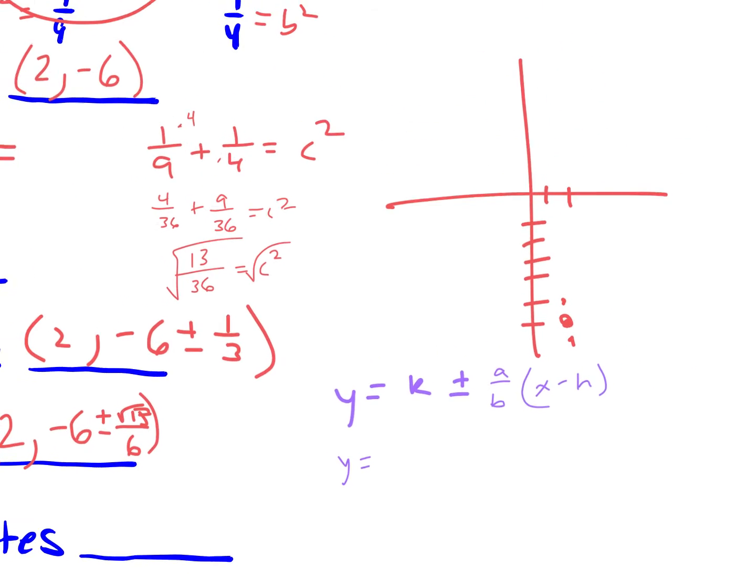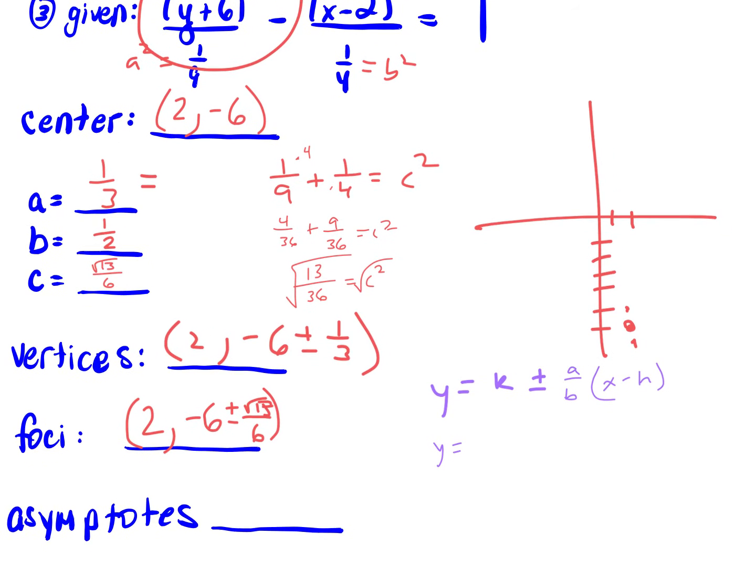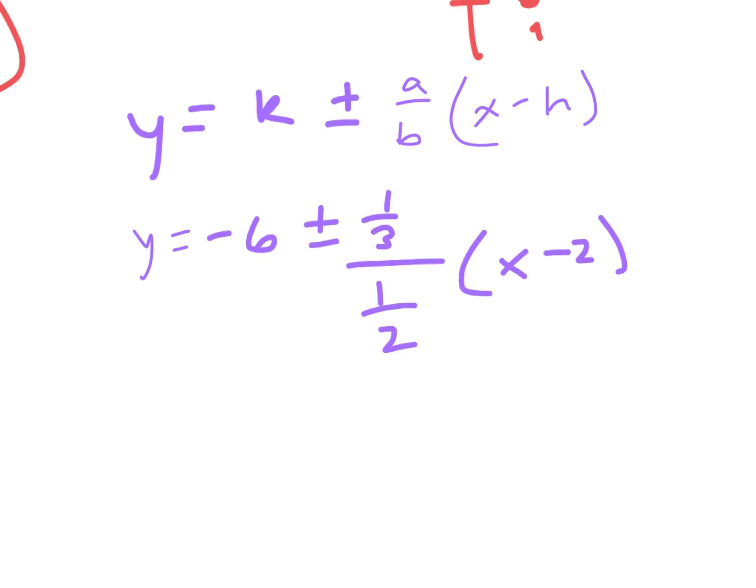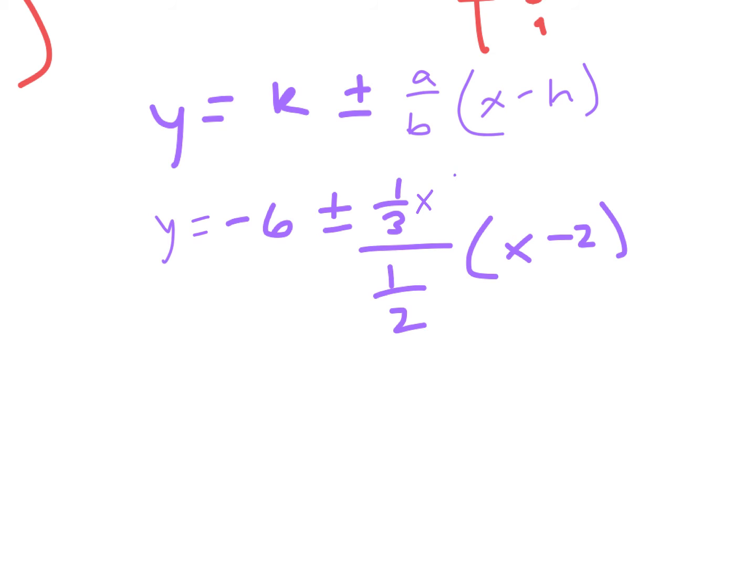We know we have h and k, where k is -6. A and b, so a is 1/3. b is 1/2. x minus h, so x minus 2. I have this nice fraction over a fraction, so I'm going to keep the top, change to multiplication, and flip the denominator. So I have y is equal to -6 plus 2 over 3 times x minus 2.